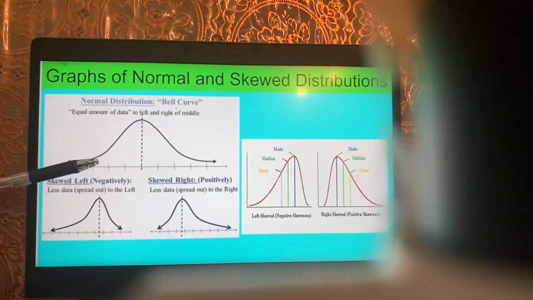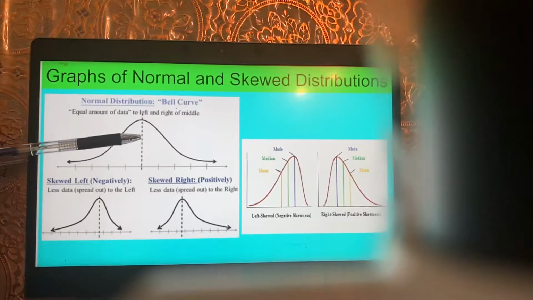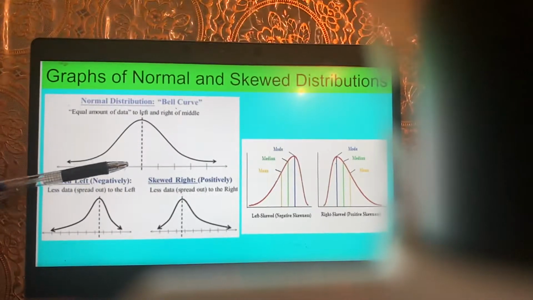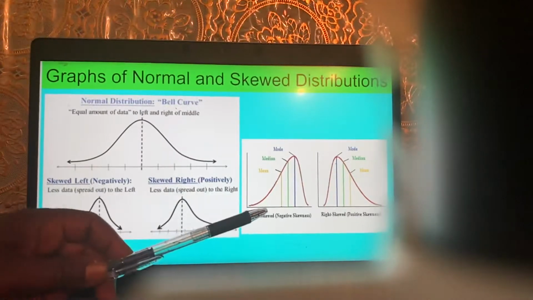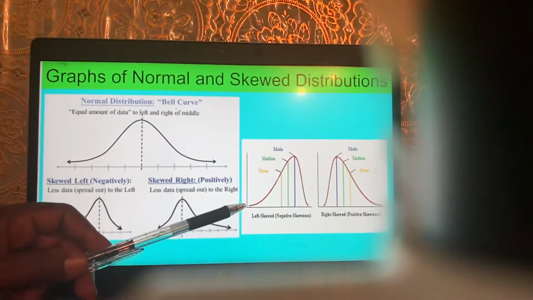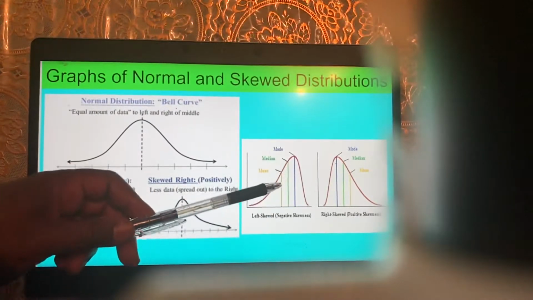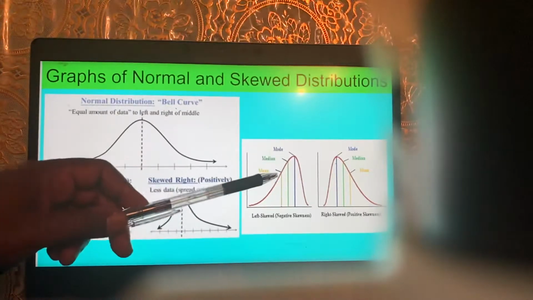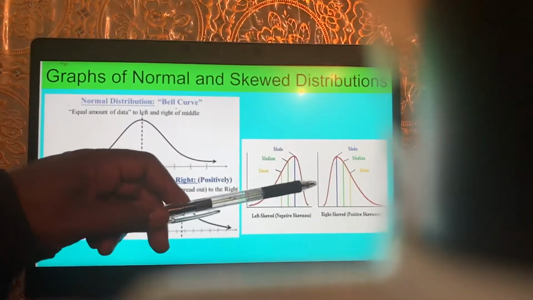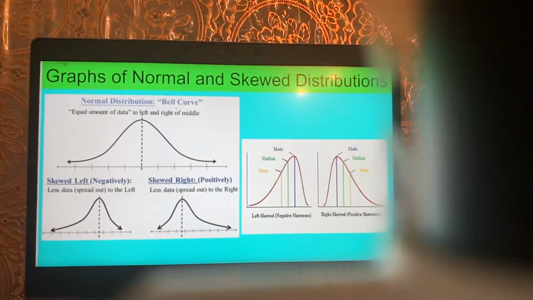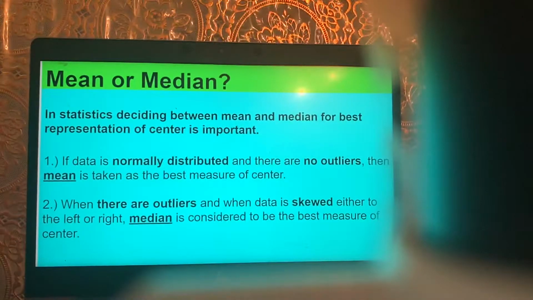So in this case, in the normal distribution, mean would be the good measure of center. But when we have skewed distributions, the median is always in the middle of mean and mode, and so median would be the best way of finding the center of skewed distributions, as we stated it here.